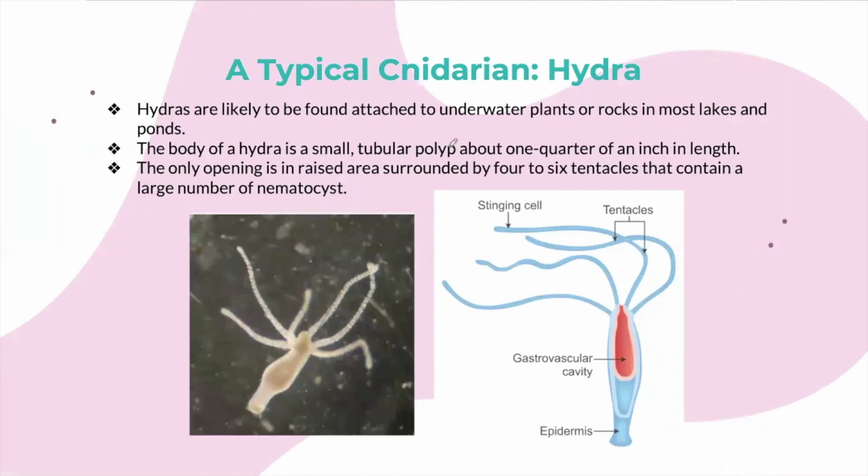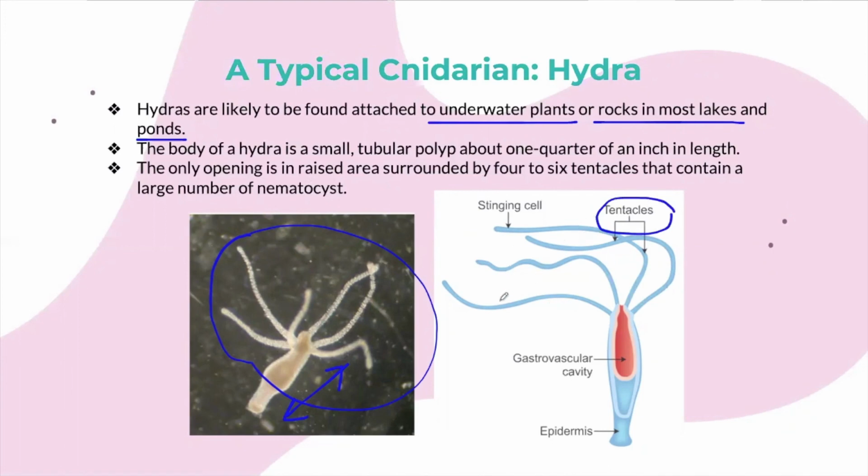Next, a typical cnidarian, which is hydra. Hydras are likely to be found attached to underwater plants or rocks in most lakes and ponds. This picture shows that it is attached to underwater plants. The body of a hydra is a small tubular polyp about 1/4 of an inch in length, which is very, very small. The only opening is in a raised area surrounded by 4 to 6 tentacles that contain a large number of nematocysts. For example, in picture number 1, it has 6 tentacles. In picture number 2, it has 4 tentacles. And the tentacles contain a large number of nematocysts.